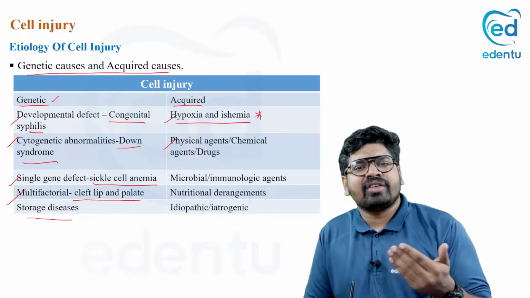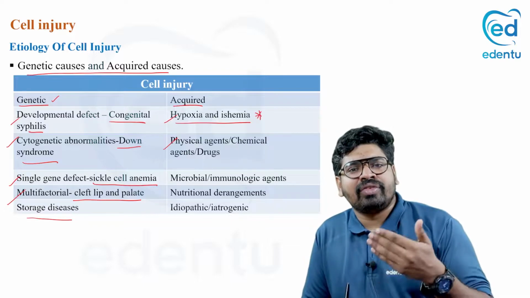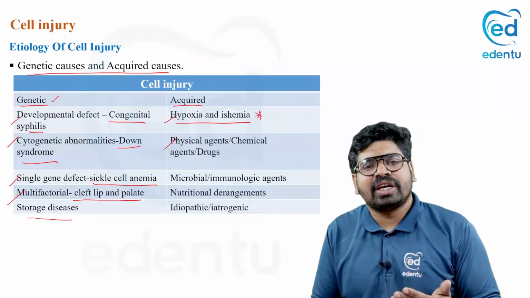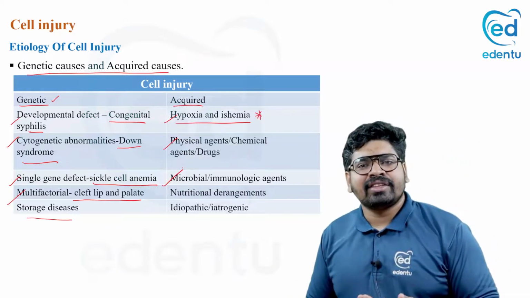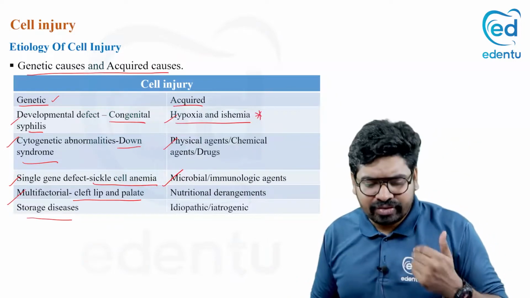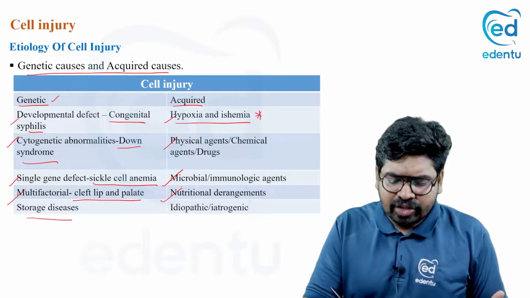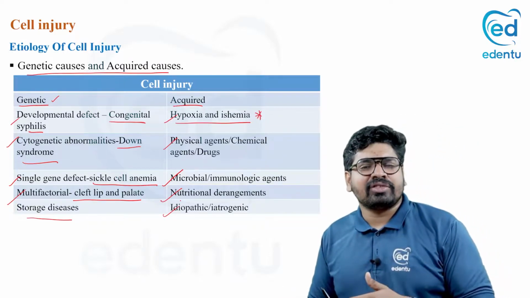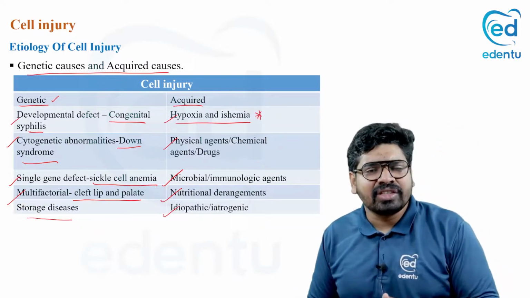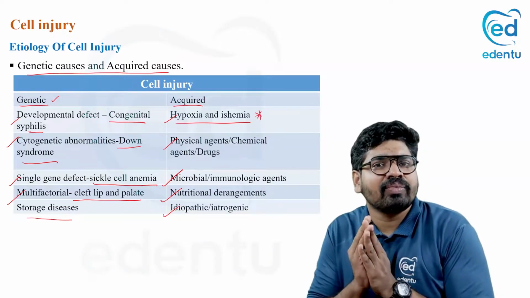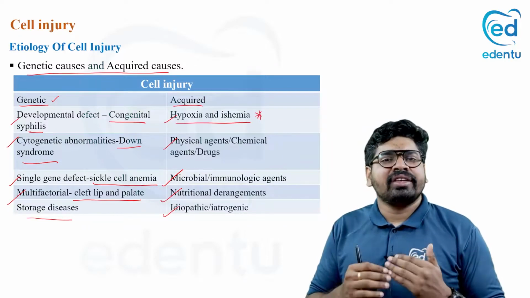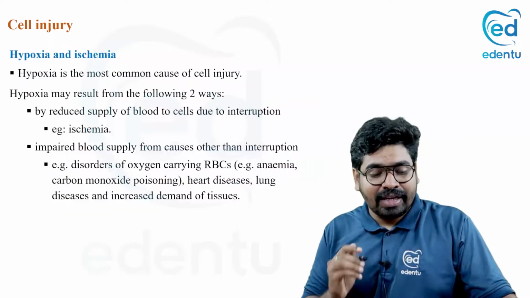Chemical agents like poisons or phenols or any other chemicals which can cause cell injury. Microbial or immunological agents, like bacteria, can cause cell injury. Nutritional derangements and idiopathic and iatrogenic causes, such as nutritional regime and vitamin deficiencies. The cell cannot properly function when there is a deficiency of vitamin or mineral. All these can be reasons for cell injury.